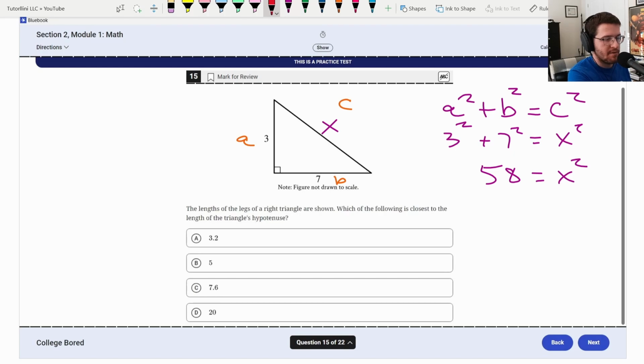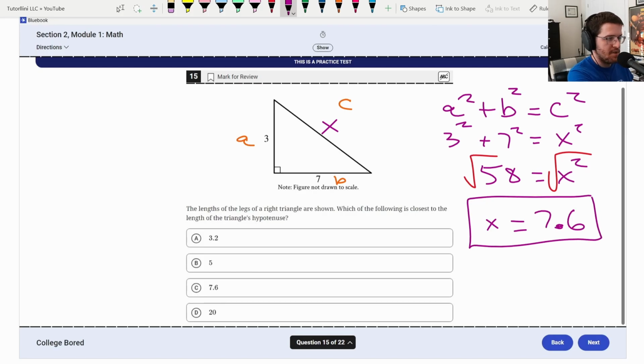And now we're going to take the square root of both sides to get rid of the square. And we don't need to simplify that. It wants it as a decimal approximation. This is giving me about 7.6, which is answer choice C.